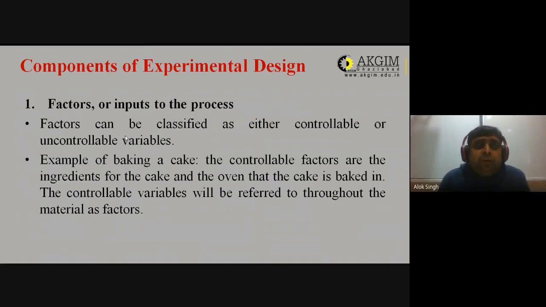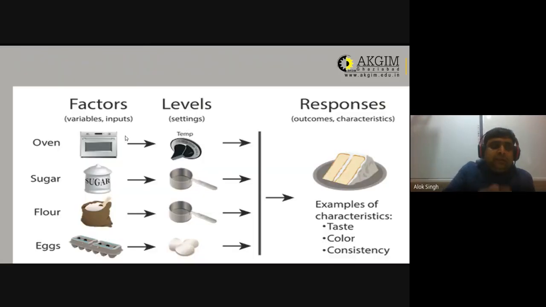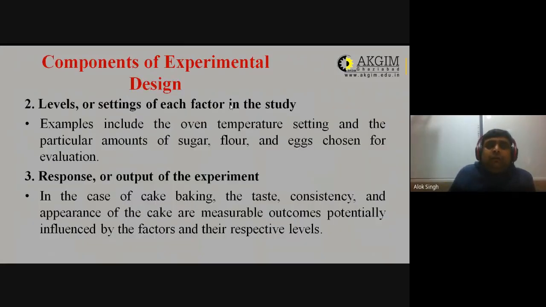Okay, so first is the factors, which are inputs to the process. Factors can be classified as either controllable or uncontrollable variables. Like in the example of baking a cake, the controllable factors are the ingredients for the cake and the oven that the cake is baked in, and the controllable variables will be referred to throughout the material as factors. Okay, so these are factors, as I have told earlier: the variables or inputs that you need to bake that cake. Next is the levels, or settings, of each factor in the study.